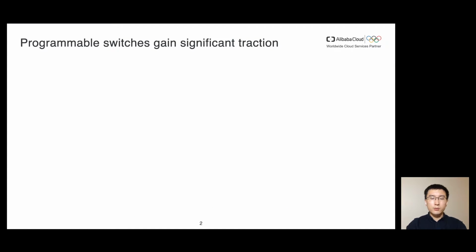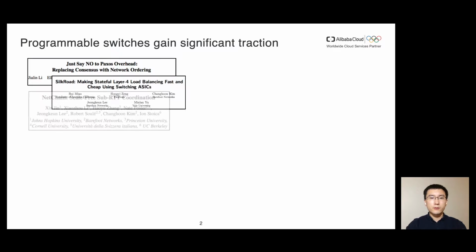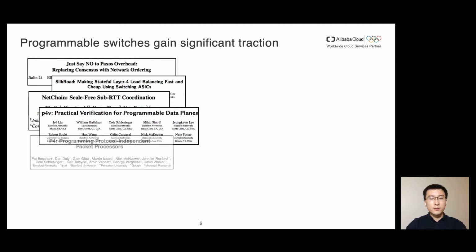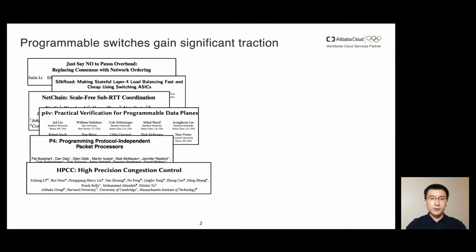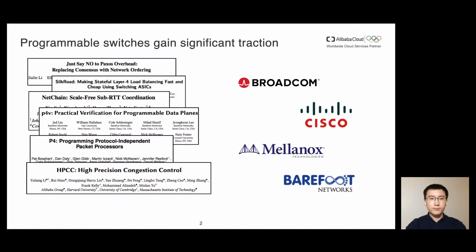Recently, programmable network devices have gained significant traction in the networking community because of their high performance and high flexibility. People have shown the tremendous benefits brought by the flexibility of programmable network devices, for example, consensus protocols, load balancing, network monitoring, storage, and congestion controls. All of the mainstream vendors are releasing their own programmable ASICs.